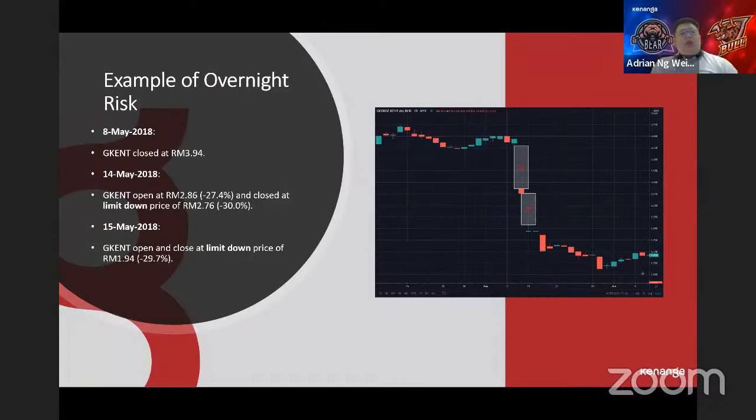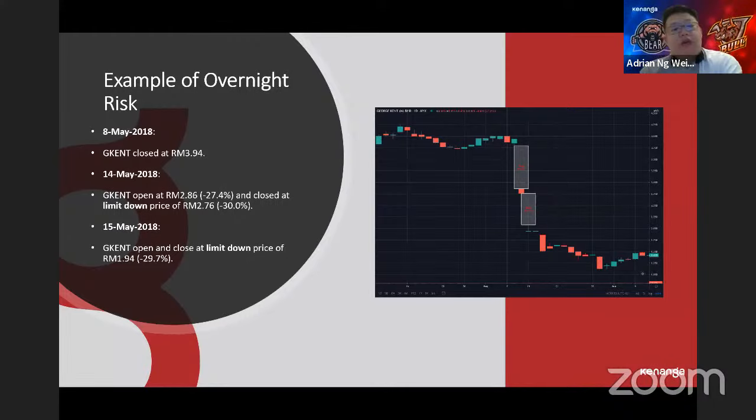So let me quote you an example of how daunting overnight risk can be. I'm quoting this stock because it's quite close to my heart. As I introduced earlier, I was an analyst at Kenanga for the longest time, and my previous portfolio was on the property and construction end. I was one of the very first few analysts that promoted this stock called George Kent, but I was the only one that first called sell back then. You can Google back and check the report.